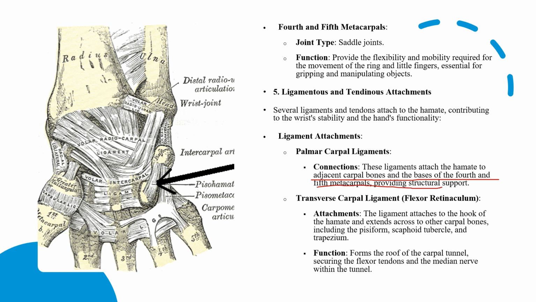Another ligament is the transverse carpal ligament. It is also known as the flexor retinaculum or part of the flexor retinaculum. It attaches to the hook of the hamate and extends across to the other carpal bones, including the pisiform, scaphoid tubercle and trapezium. The function of this ligament is to form the roof of the carpal tunnel and secure the flexor tendons and the median nerve within the tunnel.